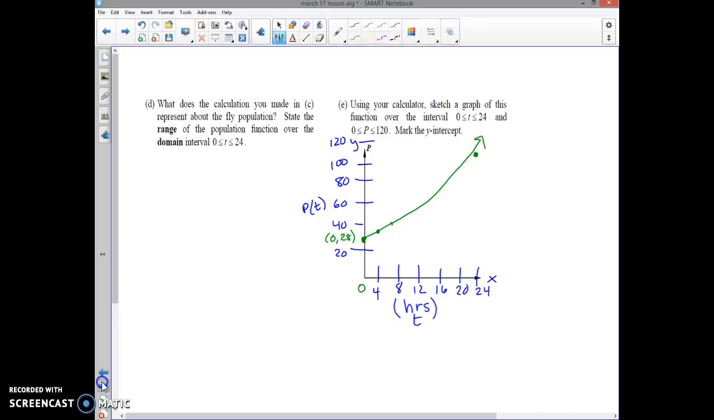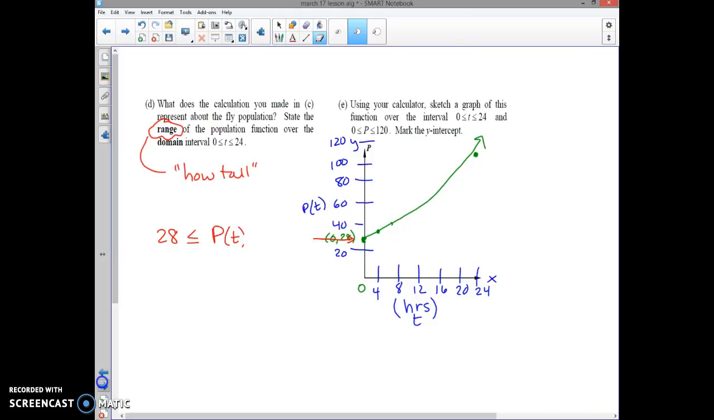A range says how tall the part of the graph is. And so the range starts out at about 28 flies, and the range is the y value, or in this case, the P of T value. And the range in that particular time stops at about 113.